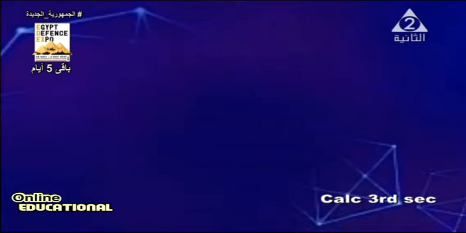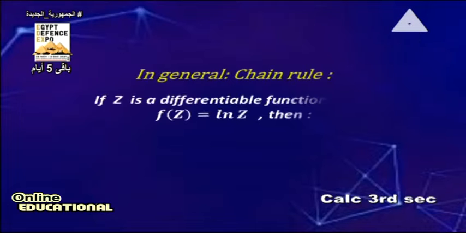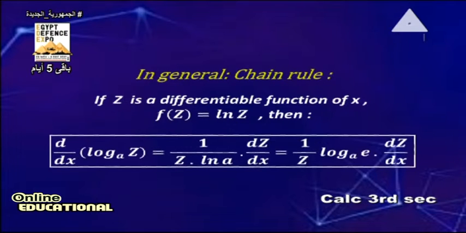In general, from chain rule, if z is a differentiable function of x and f of z equals log z to the base a, then the derivative of log z to the base a with respect to x equals 1 over z ln a multiply dz dx, which equals 1 over z log e to the base a multiply the derivative of z with respect to x.